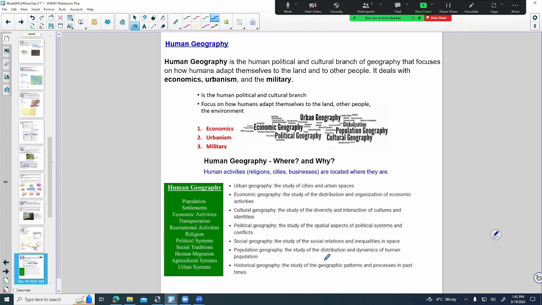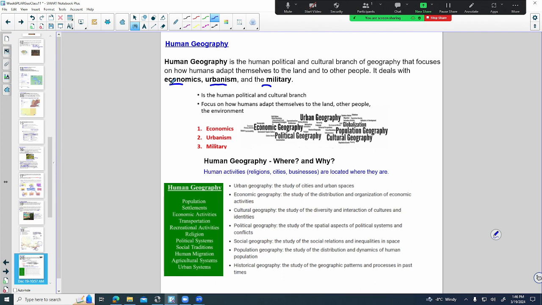Okay, next up on page 7, okay, is human geography. So human geography is the human, political, and cultural branch of geography. And the human part of geography focuses on how humans adapt themselves to the land and to other people that's living in the area. So it deals with economics, urbanism, and the military.